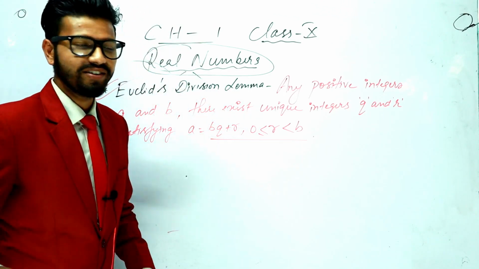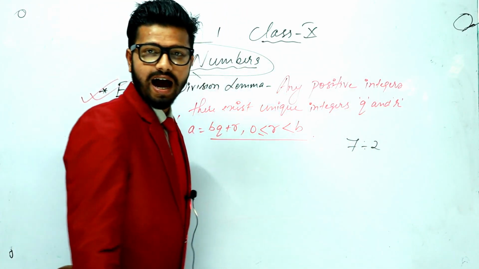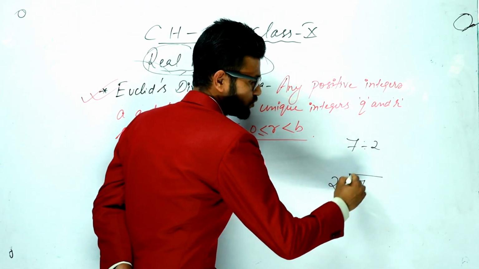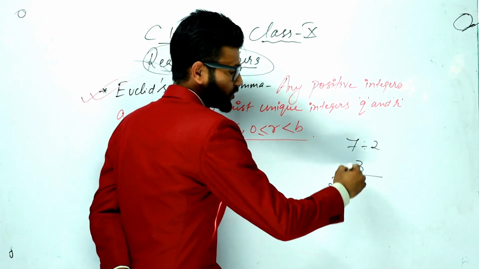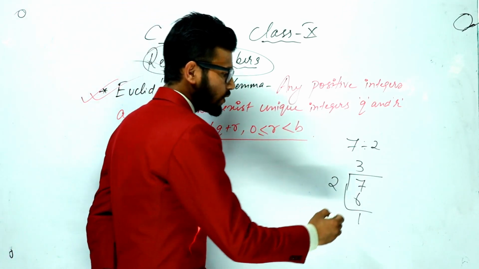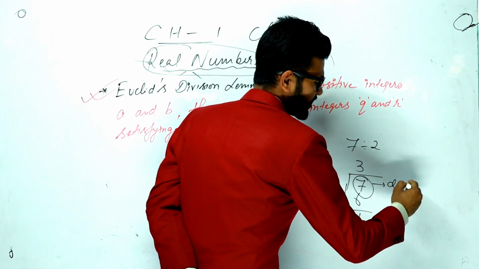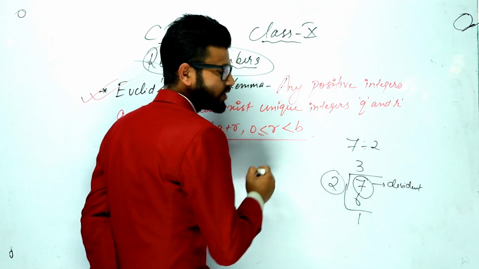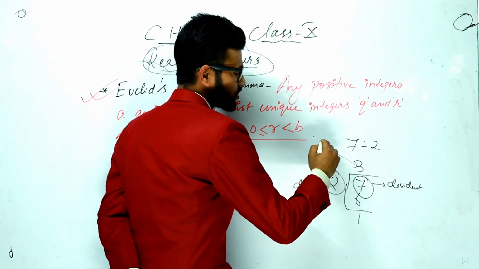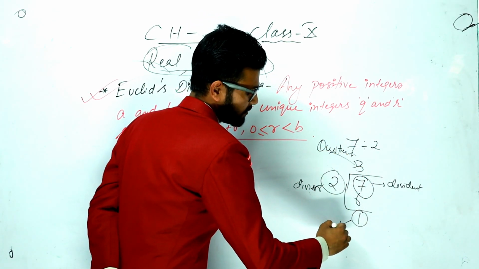I think you are very familiar with division, no? If I ask you to divide 7 by 2, how will you divide this? Inside 7, 2 threes are the closest, 2 threes are 6, remainder 1. What do we call these? 7 is the dividend, 2 is the divisor, 3 is the quotient, while 1 is the remainder.